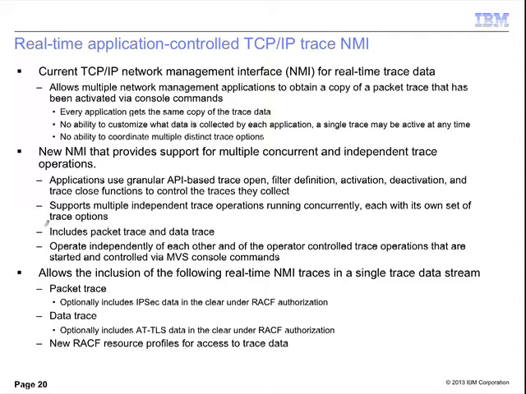The network management application determines exactly what it wants to see. Does it want to see data trace on this port? Does it want to see IPsec data in the clear on a packet trace with these IP addresses? The application decides all that, and you could have multiple applications running independently setting these filters. We've now added, and this was a customer requirement as well as a vendor requirement, the ability to see IPsec data in the clear on packet trace, and to see AT-TLS data in the clear on data trace.